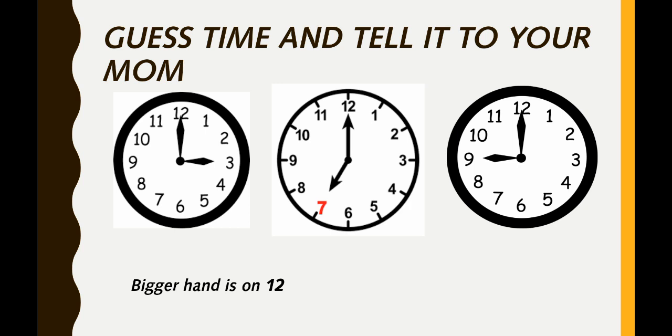Here we can see the 3 clocks. Now guess the time and tell it to your mom. When the bigger hand is on 12 and the shorter hand or the smaller hand is on number 3, the time will be 3 o'clock. When the bigger hand is on number 12 and the shorter hand is on number 7, it is 7 o'clock. In the same way, when the bigger hand is on number 12 and the shorter hand is on number 9, the time will be 9 o'clock.